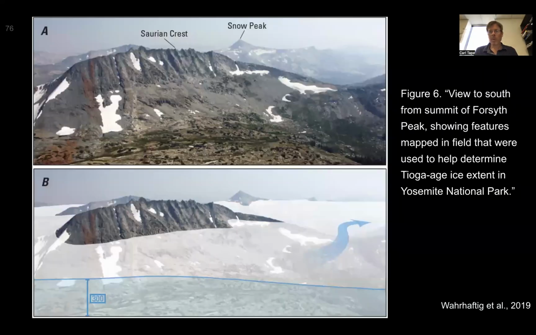I really like this picture from a 2019 paper, view to the south from summit of Forsyth Peak, showing features mapped in the field that were used to help determine Tioga Age ice extent in Yosemite National Park. And so here's what the geologist is seeing, this sort of rugged crest, looks like a dinosaur back or something, snowy peak here. And this is what they're envisioning is the thickness of the ice sheet, the direction of the flow, and the part that the ice sheet never eroded. Everything else below here has been carved down by this movement of ice.